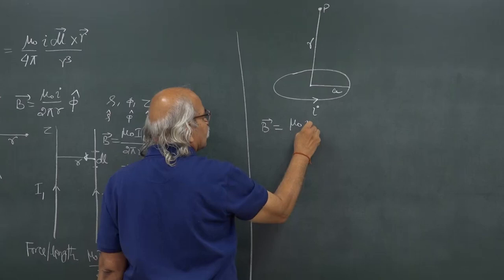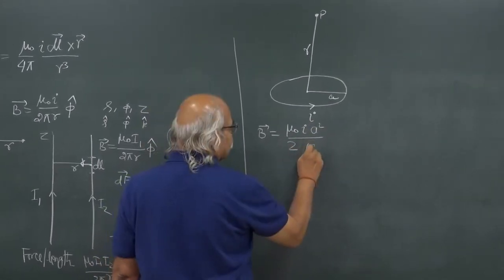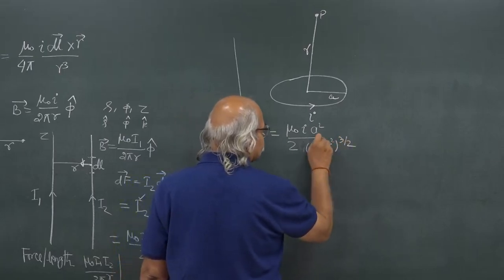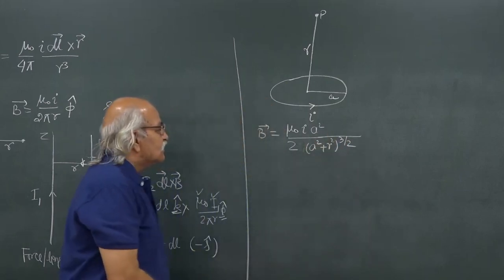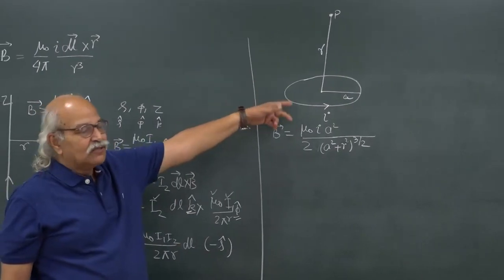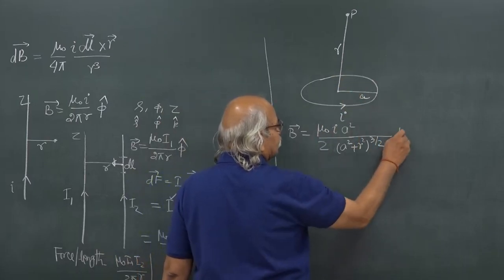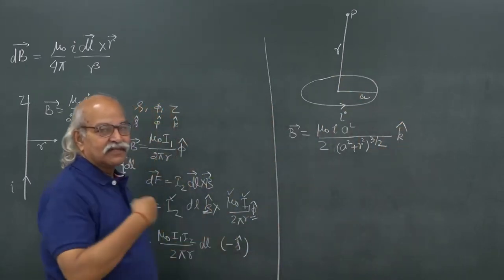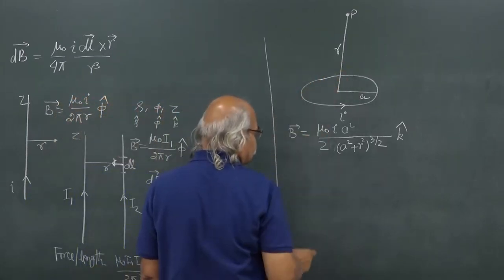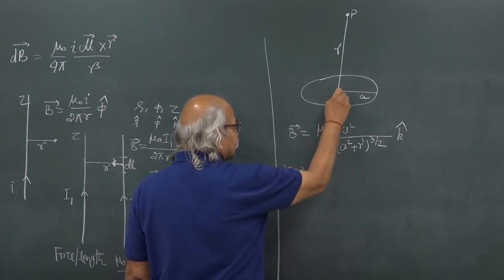Mu naught I A square by 2, divided by A square plus R square to the power 3 by 2. This was the expression we derived. If you put R equal to 0, so that you are at the center, and this is of course in k cap direction, the current is in phi cap direction, the magnetic field is in k cap direction at the axis.